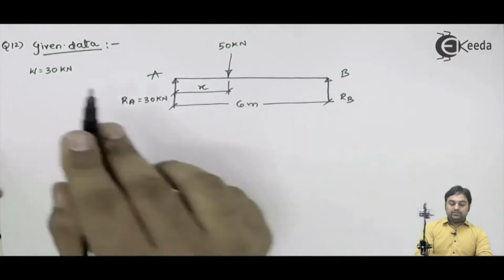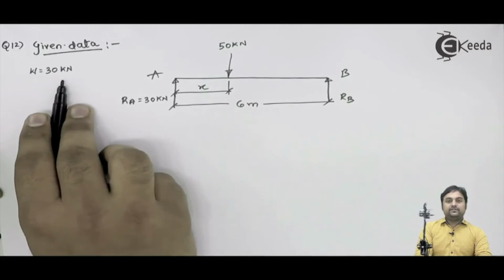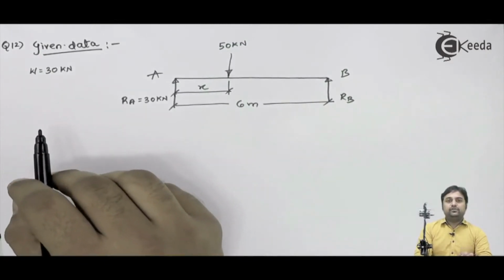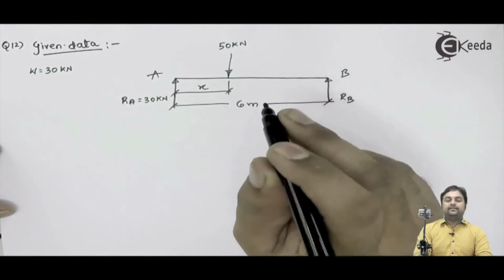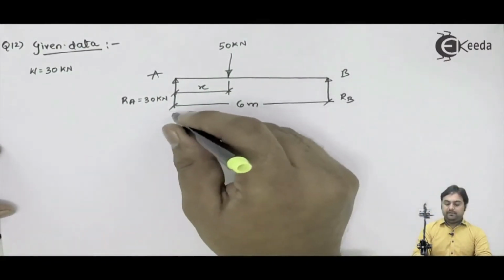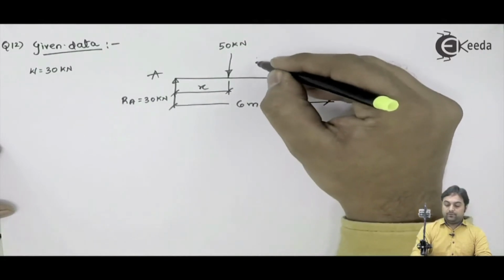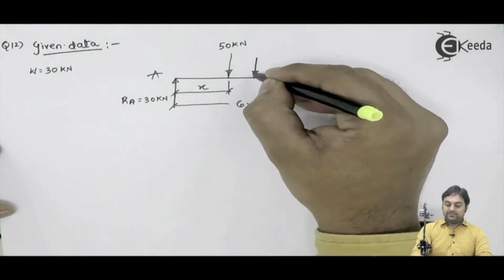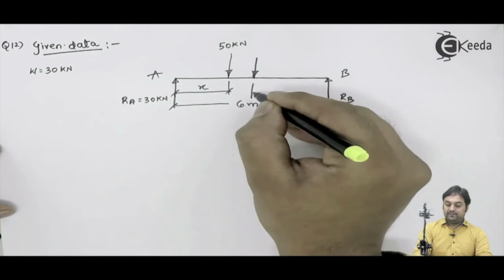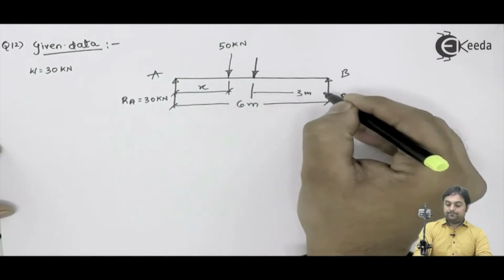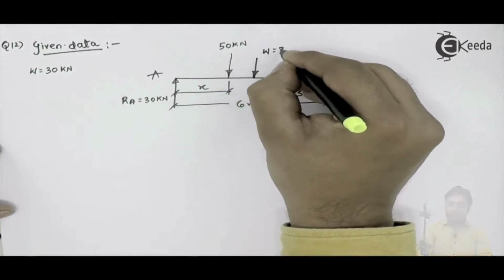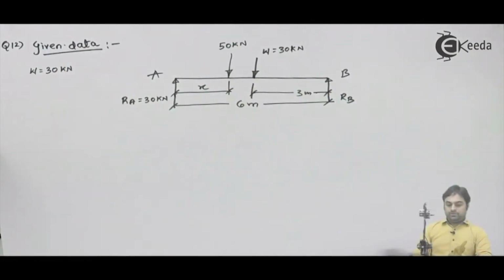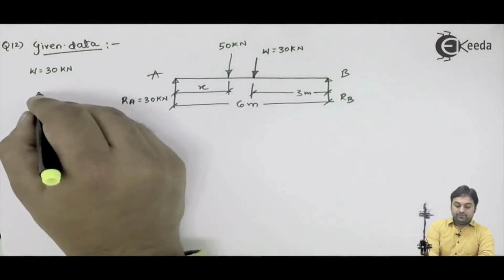Now load is also given. Remember whenever they give you the value of load of the beam, consider that load to be acting exactly at the center of the beam. It means if the length is 6 meter, so at 3 meter distance from both the sides, the load will be acting, which is 30 kilonewton. Now, this question is relatively simple. Here we need to just find out the value of x.